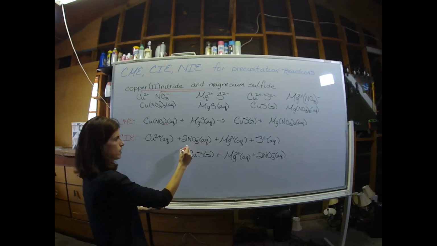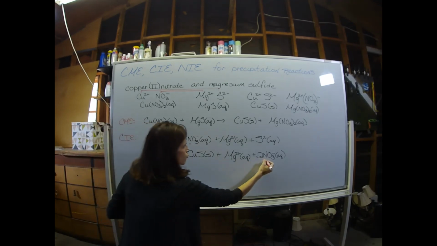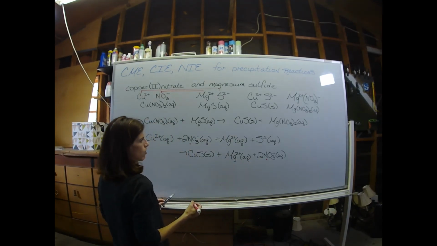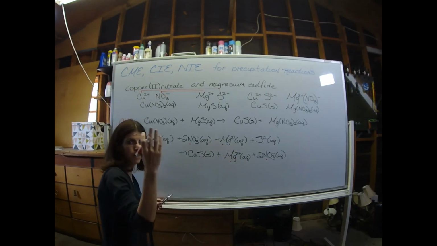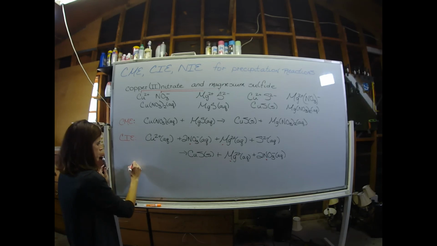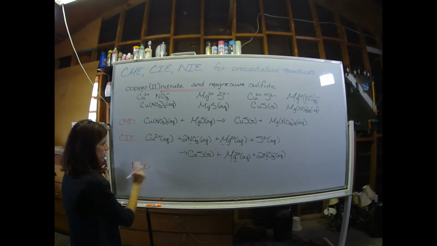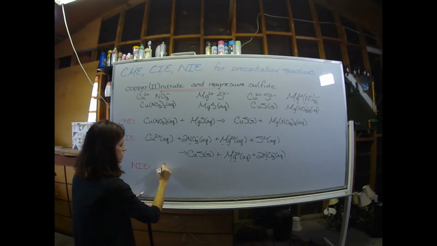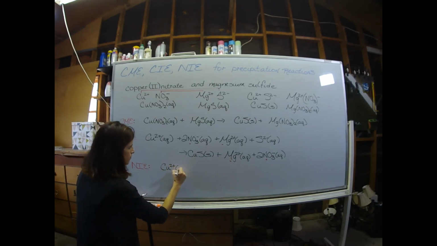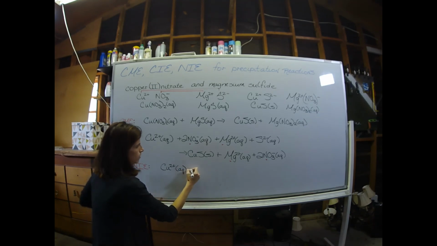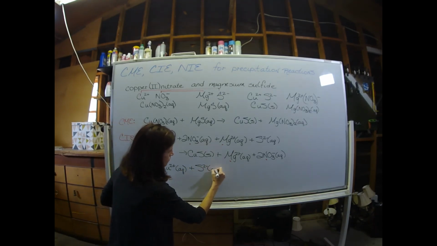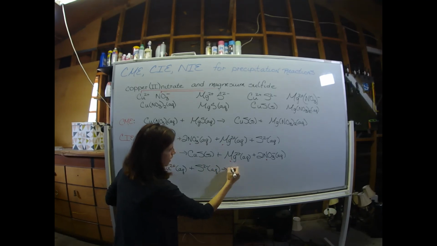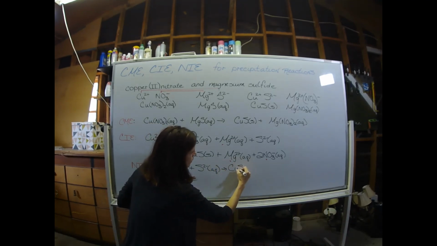Spectators are going to be nitrate, and it looks like our other spectator is magnesium. So I'm going to eliminate those. I'm not going to rewrite them in the net ionic equation. Therefore, all that I'm left with is copper 2+, the sulfide ion, and on the product side, the solid copper sulfide.